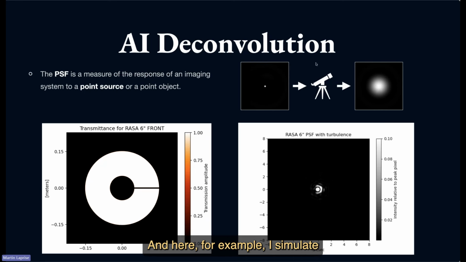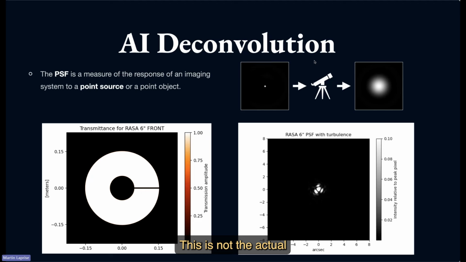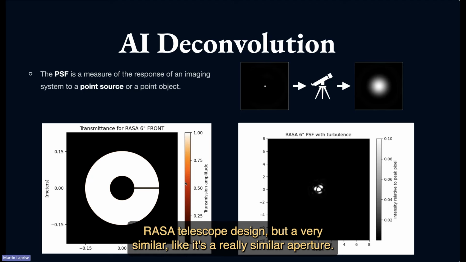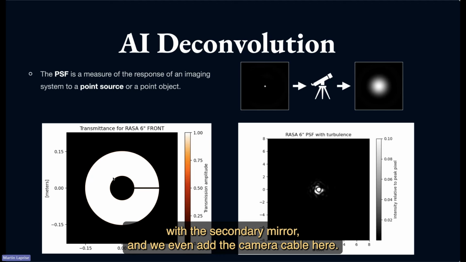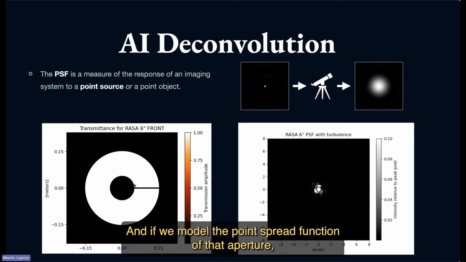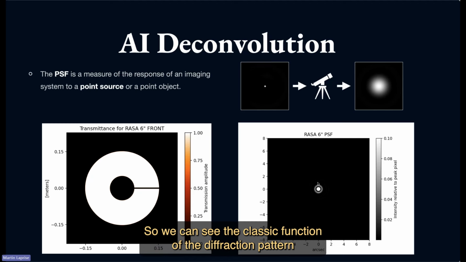And here, for example, I simulate what the point spread function would look like for a telescope similar to RASA. This is not the actual RASA telescope design, but it's really similar, with a really similar aperture. So here we can see the 6-inch aperture with the secondary mirror, and we even add the camera cable here. And if we model the point spread function of that aperture, it would lead to a point spread function like this. So we can see the classic sinc function of the diffraction pattern.